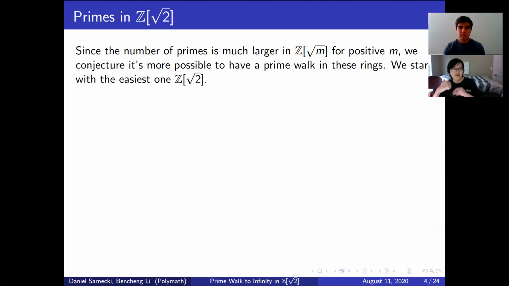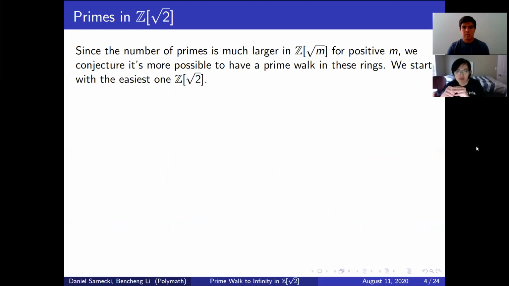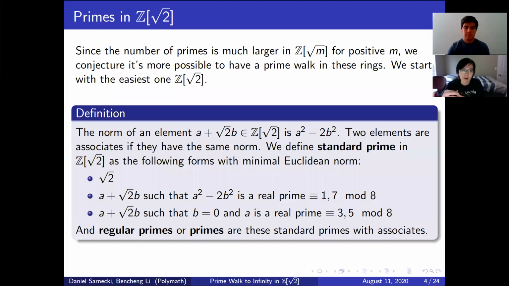So the number of prime elements would differ a lot, since any prime element multiplied by a unit is also prime. Because the number of primes is much larger in Z[√n] for positive n, we conjecture that it's more possible to have a prime walk in these positive quadratic integer rings. We start with the easiest one, Z[√2].